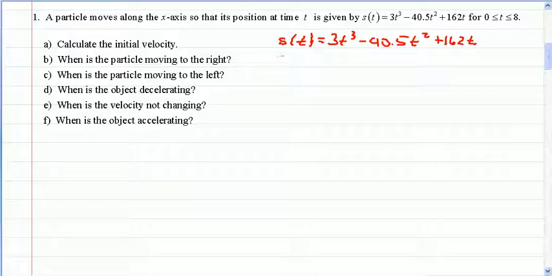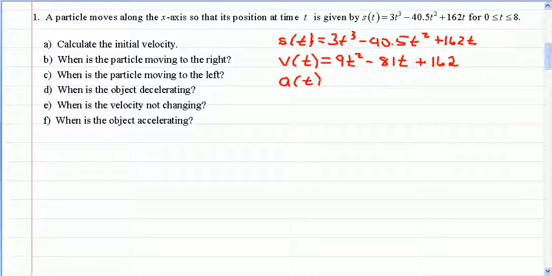And then underneath, before I calculate parts a through f, I will find the velocity function v of t, which is just the first derivative, 9t squared minus 81t plus 162, and then the acceleration function is 18t minus 81. So now let's take a look at part A.